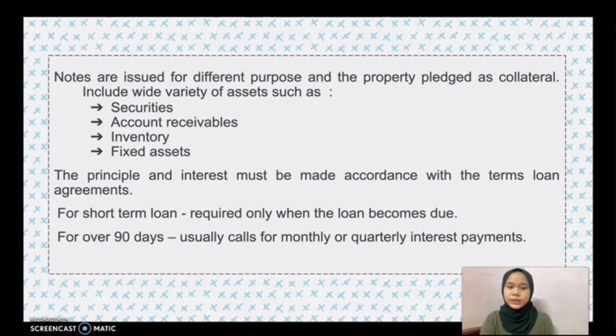Moreover, the principal and interest of notes payable must be paid according to the terms of the loan agreement. There are two loan periods, the short-term period and the long-term period. For the short-term period, payment is only required when the loan becomes due, and for the long-term period, which is over 90 days, it usually calls for monthly or quarterly interest payments.